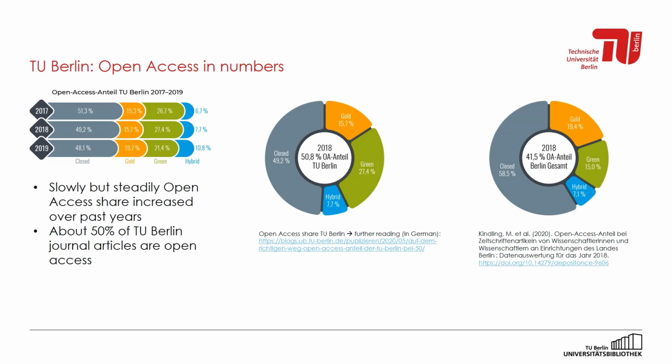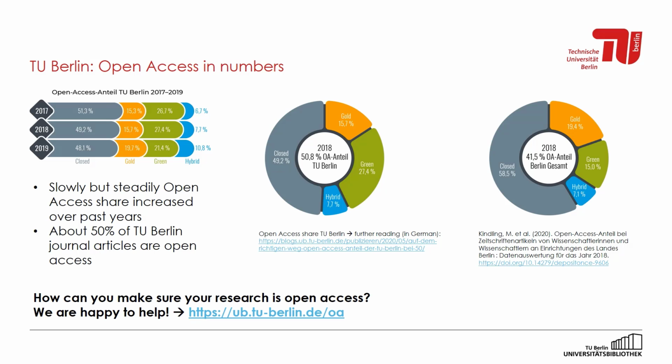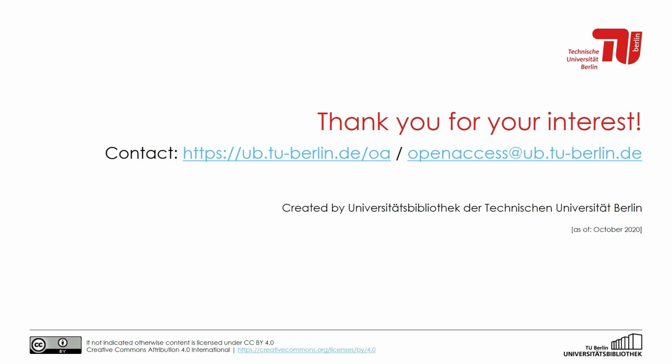The open access strategy for the state of Berlin aims at an open access share of 60% by 2020, and that means at least 3 out of 5 journal articles published in 2020 should be available open access. And the state of Berlin puts a lot of effort and money in achieving this goal. So how can you contribute to raise the overall open access share? If you have any question on open access, please don't hesitate to contact us via mail or phone.